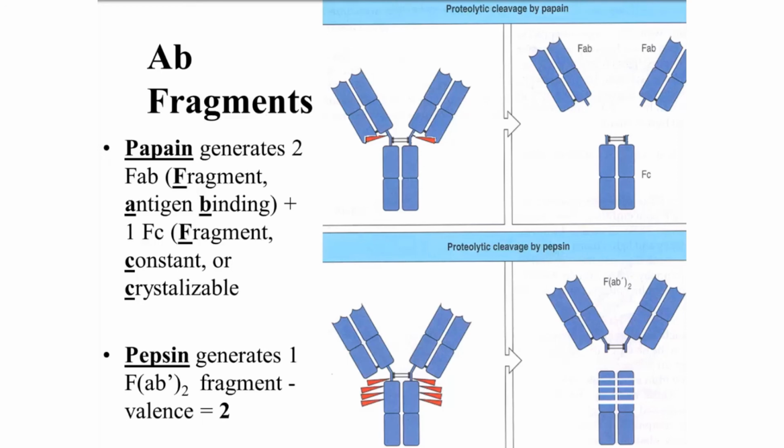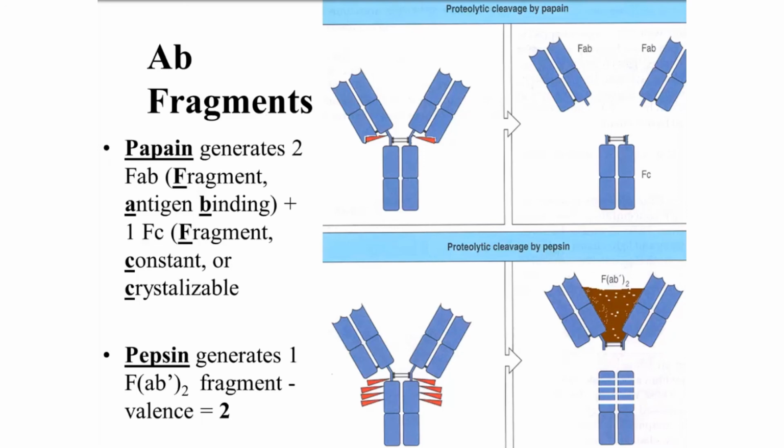Pepsin, as you can see in the picture, generates an F(ab')2 fragment. That looks like a cup, doesn't it? Pepsin generates, get ready for this now, this is really bad. Pepsin generates a Pepsi cup. Here it is filled with Pepsi. Watch the screen. Here it goes. There you go. That's your Pepsi.